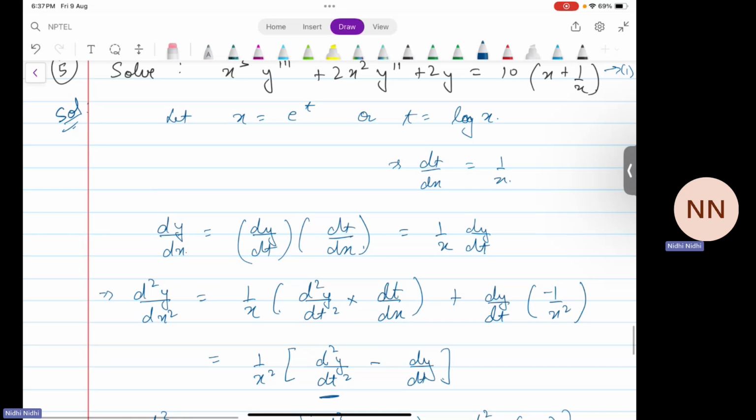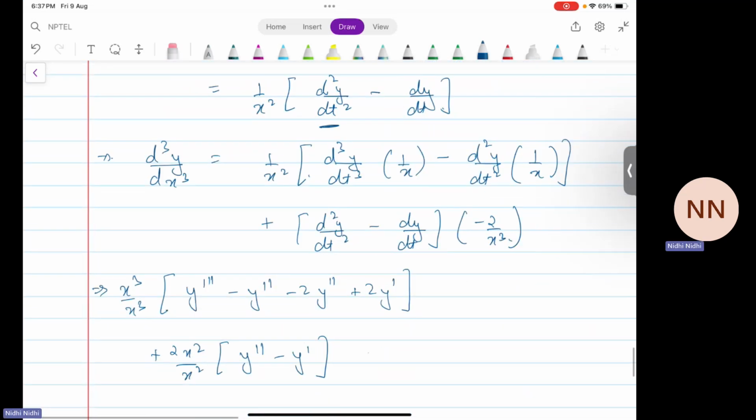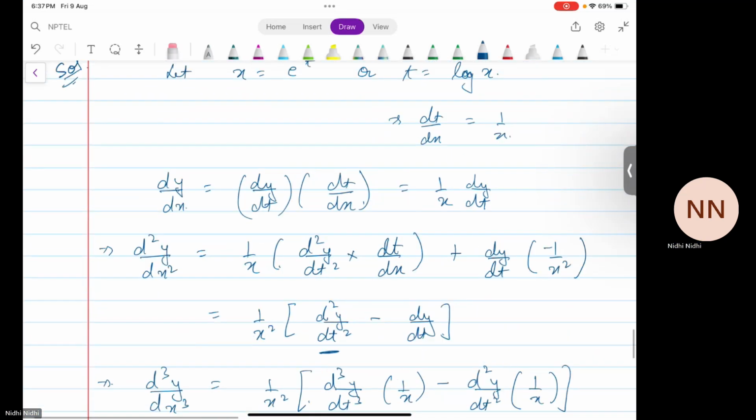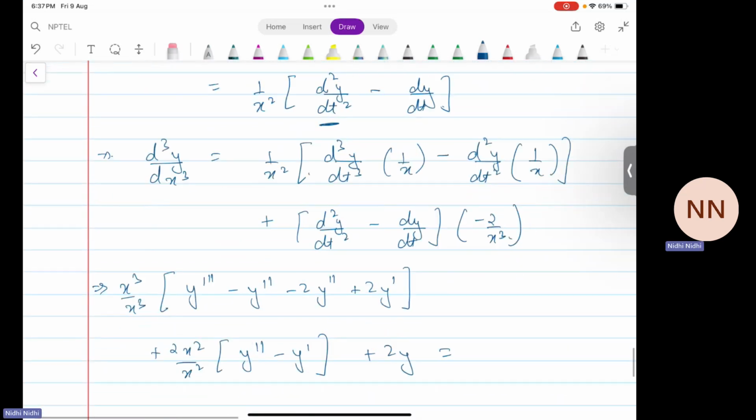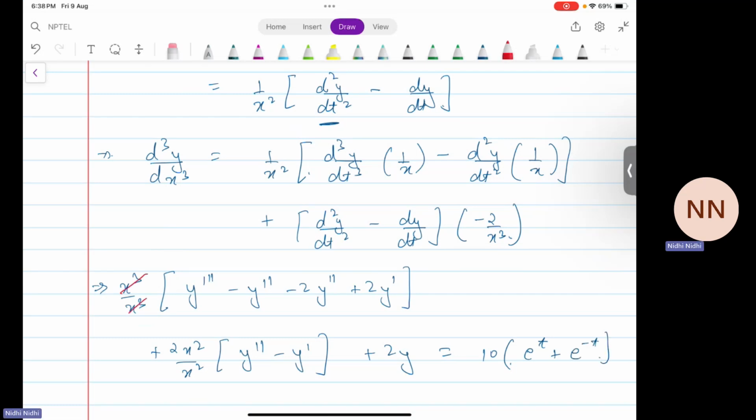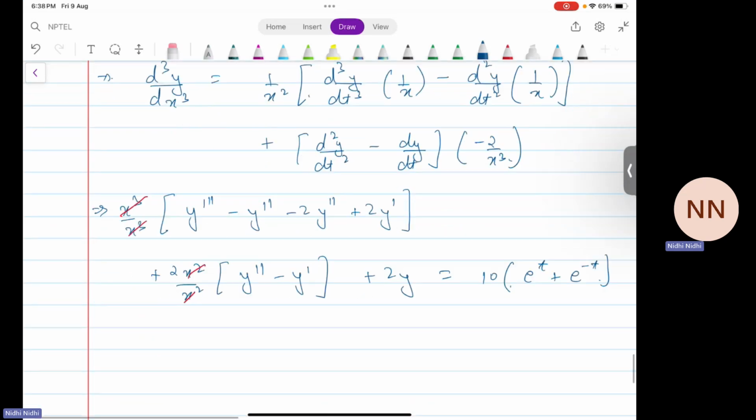Then we have 2y. 2y is equal to 10x plus 1 by x. 10x is e to the power t, 1 by x is e to the power minus t. And everywhere this x gets cancelled out. So we are left with the triple derivative of y, minus 3 plus 2 would be minus y double dash plus 2y is equal to 10 e to the power t plus e to the power minus t.